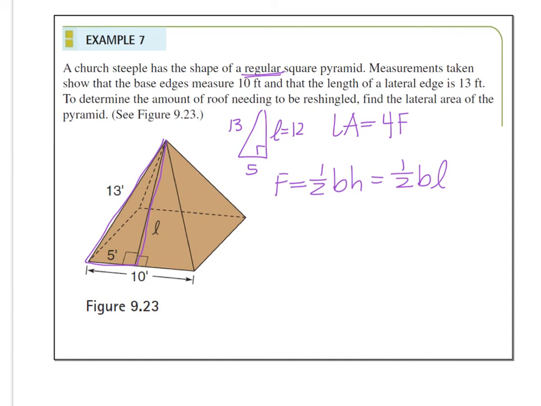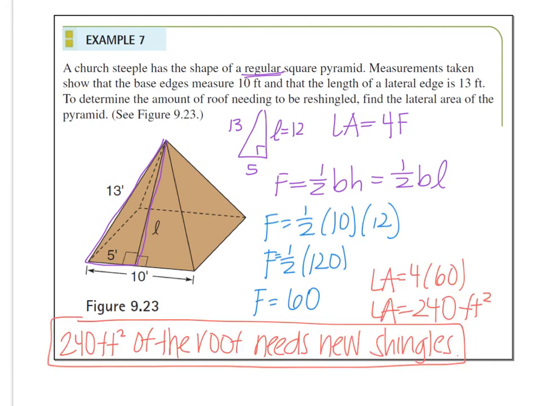Why don't you take a minute and see if you can plug in everything and figure out what the area of the pyramid is. So if you can tell, I already found the slant height. I knew it was a Pythagorean triple, 5, 12, and 13. You could have also done the Pythagorean theorem. So once I plugged in, I had 1/2 my base of 10 and my slant height of 12. So half of 120 is 60. So one of my faces of my regular square pyramid is 60 feet squared. But I know that my lateral area is to go all the way around, so I have 4, which gives me 240. So 240 square feet of the roof needs new shingles.